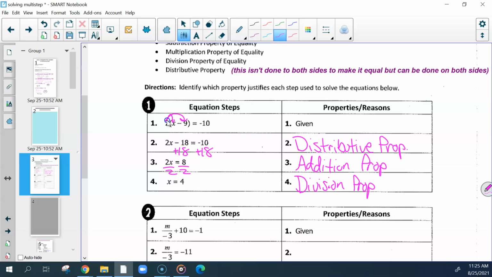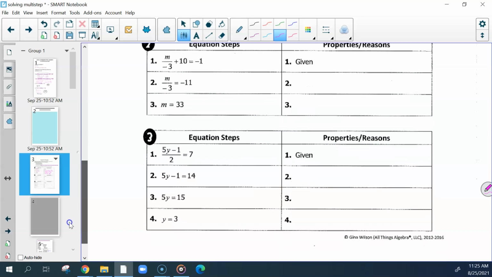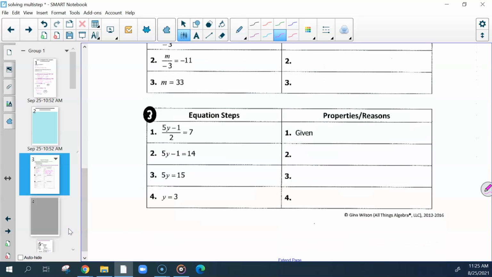When we get into solving, you could be thinking the same thing. What do I need to do next? Which of these properties am I going to use next? We're going to skip number 2, and I'm going to let you guys do that in a bit, and jump down to number 3.